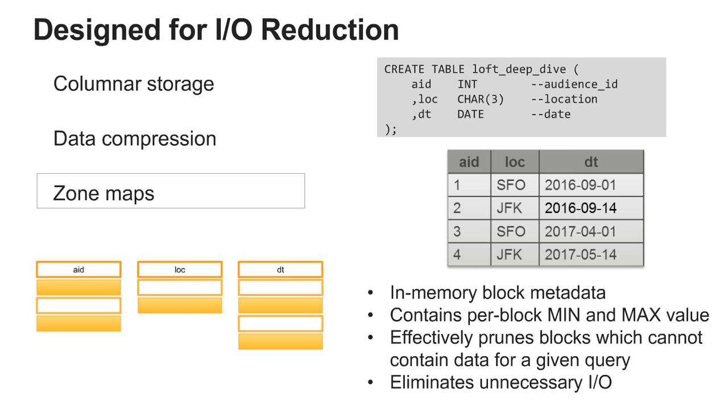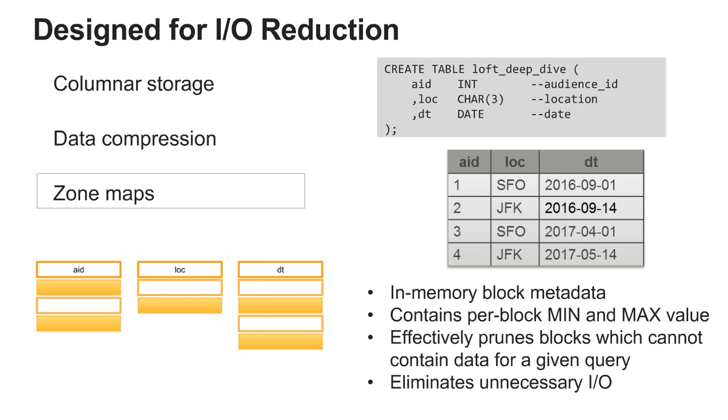The next thing we do in Redshift to help reduce I/O is something we call zone maps. Zone maps are an in-memory data structure that holds the min and max values for each of these blocks, as we call them, which we'll get into further in this webinar. Storing the min and max value for each block allows us to effectively prune and filter data. Again, the goal is to reduce unnecessary I/O.